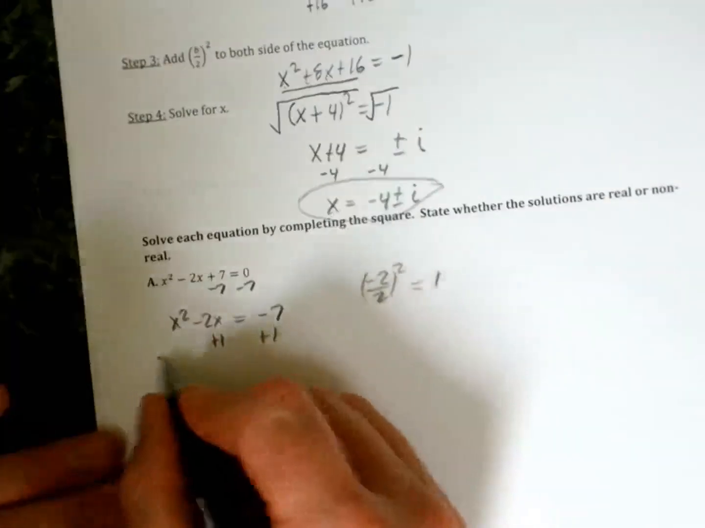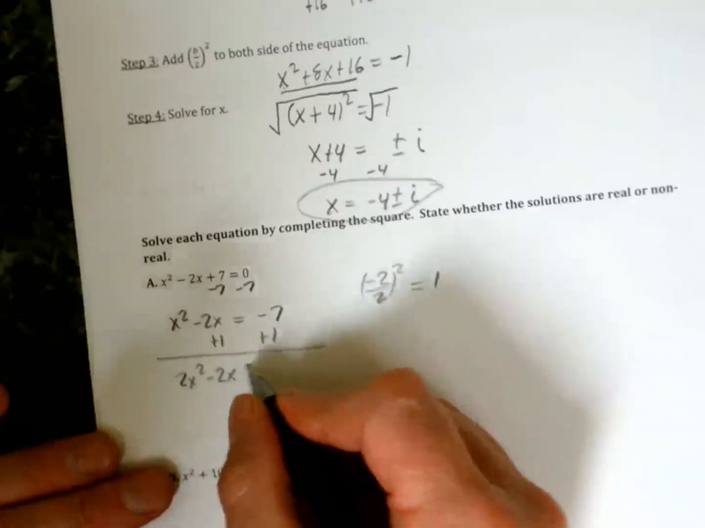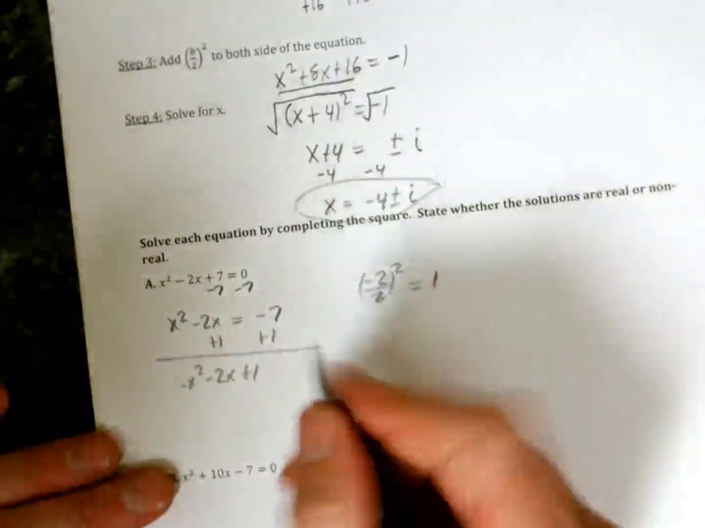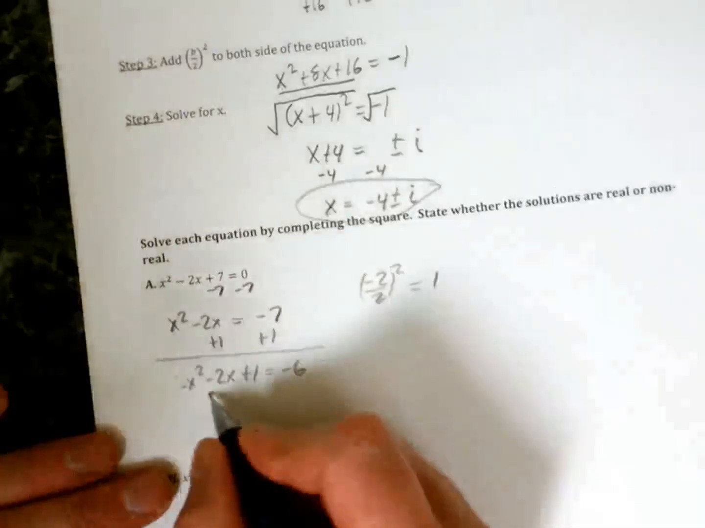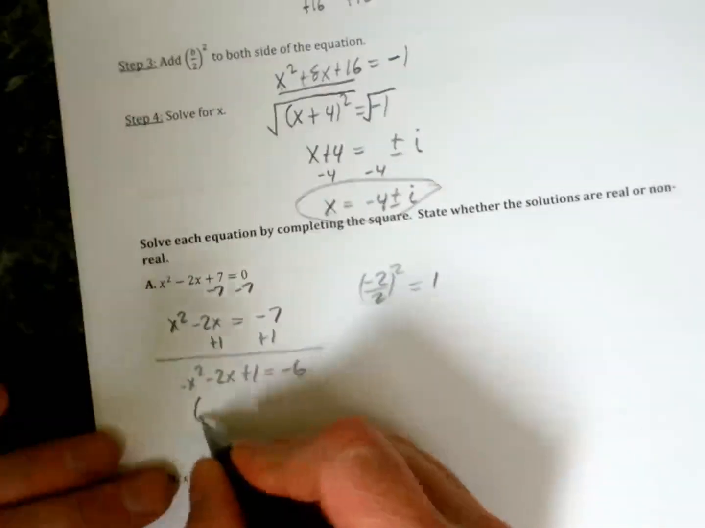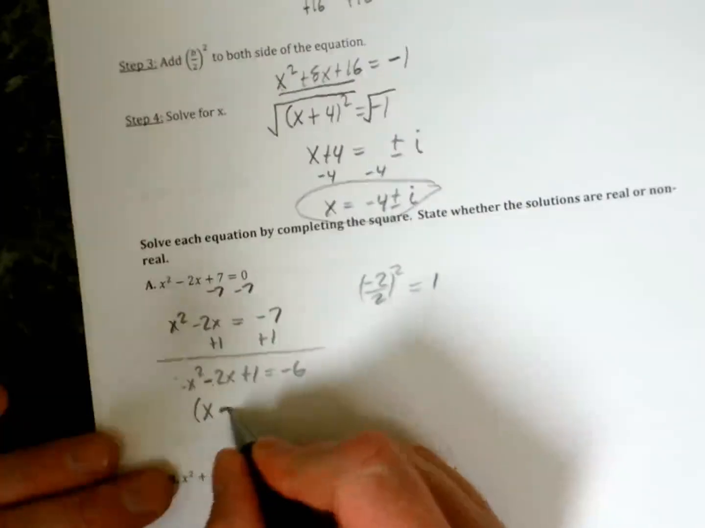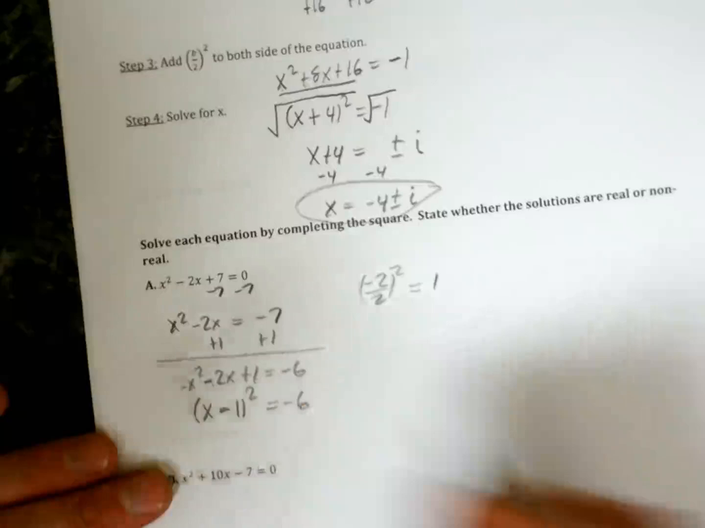So now I'm at step 3. And I get x squared minus 2x plus 1. Notice that I made a little mistake. That's just x squared minus 2x plus 1 is equal to negative 6. This should be a perfect square now, so I'm going to factor it. Square root of the first term, the middle sign, don't forget the middle sign. And then square root of that term squared equals negative 6.